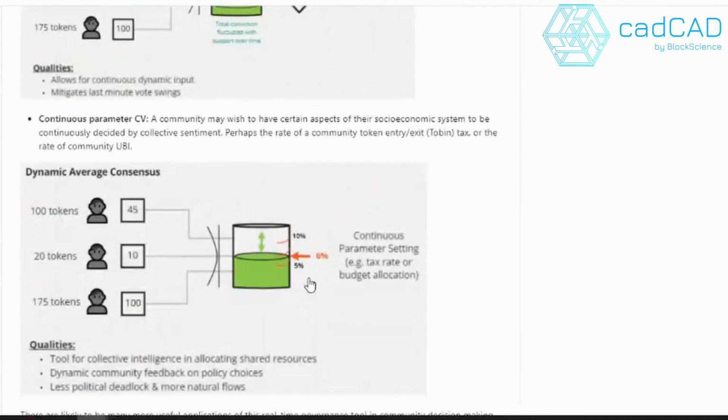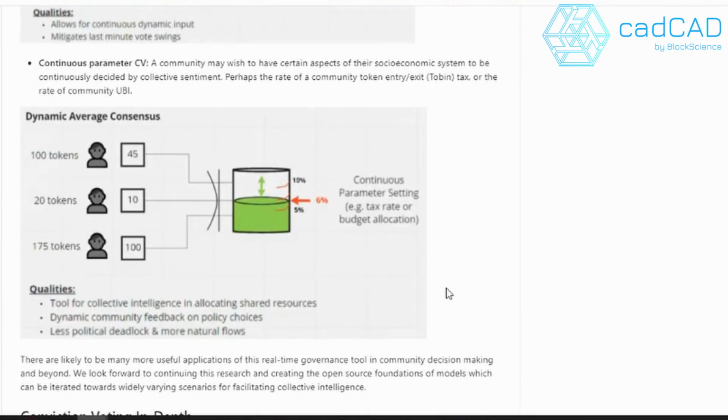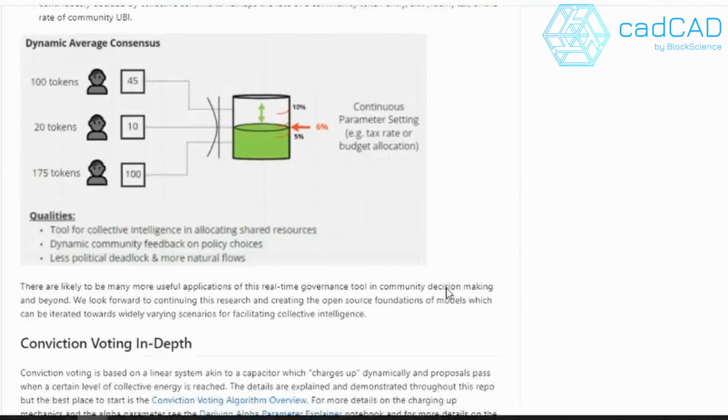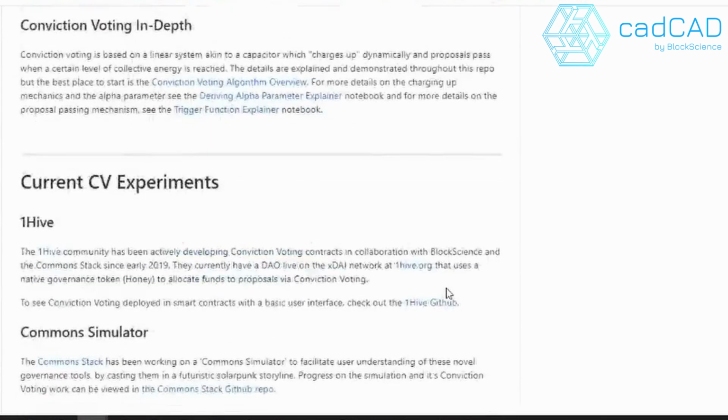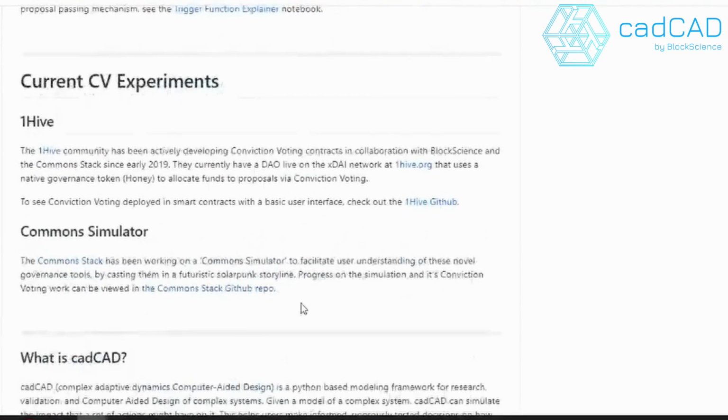There are different flavors of conviction voting. So basically this is a rich design space, and there's lots of area to explore how these new governance tools can be used for collective intelligence. There's a bit more on conviction voting in this notebook. You're more than welcome to dig into it.